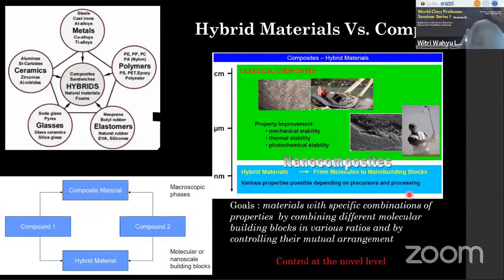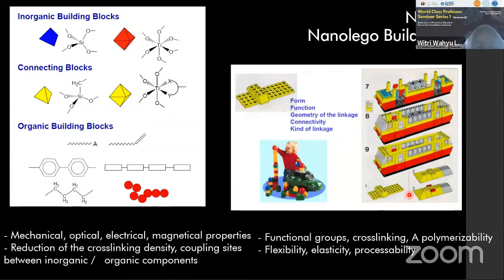In inorganic chemistry, we know that there are inorganic building blocks like in silica or titania. We can see here tetrahedral or octahedral building blocks. Then we can connect the building blocks with moieties or organic building blocks like in polymer. It's like playing Lego: how we can connect one part to another to build a functionalized material. What is interesting is that we can tune the mechanical, optical or electrical properties by choosing the appropriate inorganic building block.